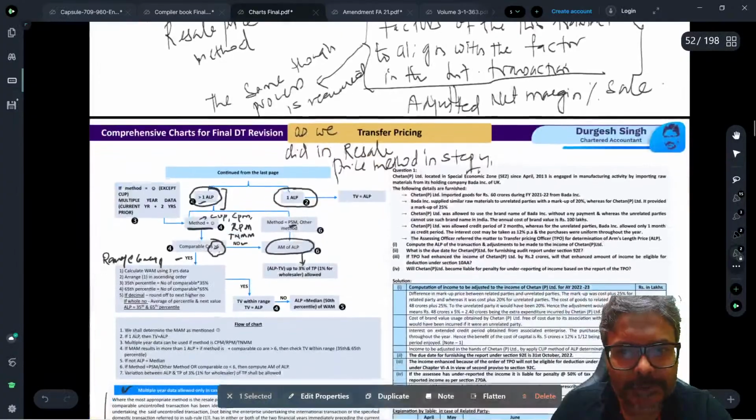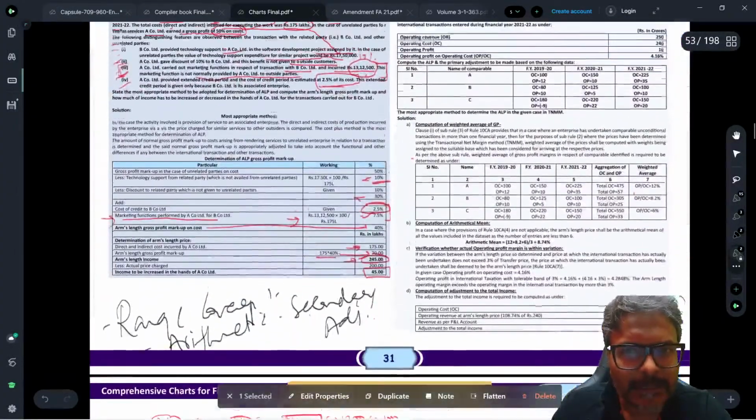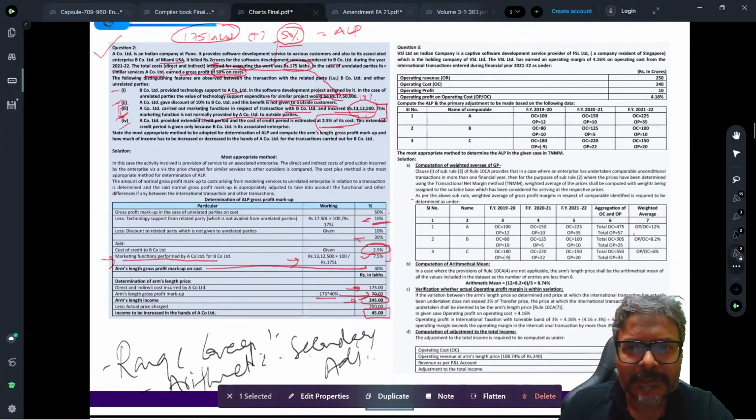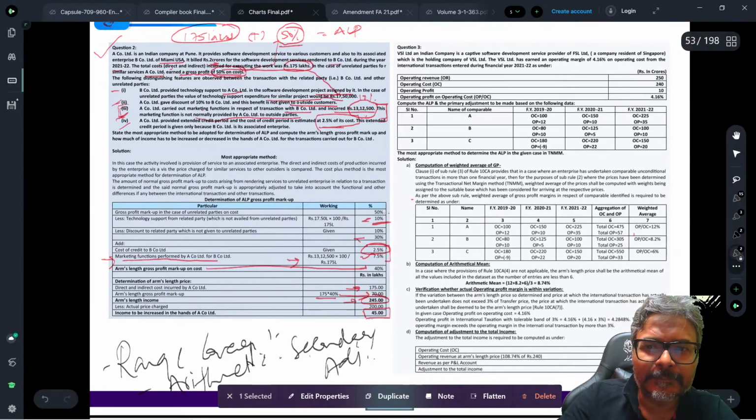One quick question, students, we will be doing on the multi-year data. This is what it is. Please have a look. VSI. Can you see that, students?